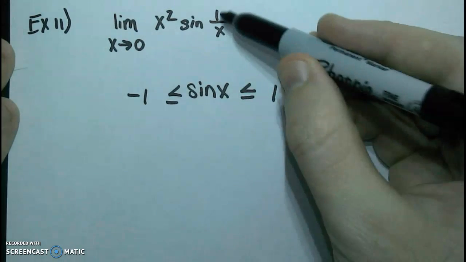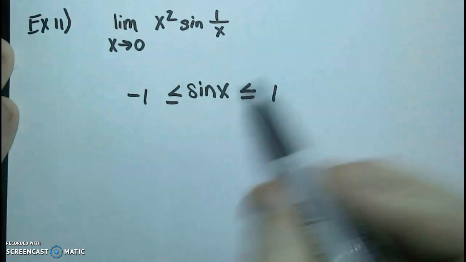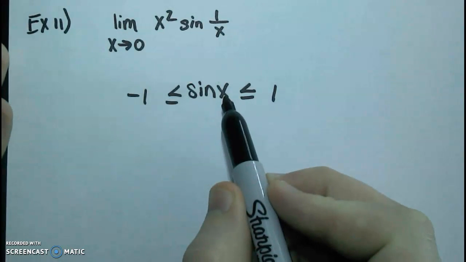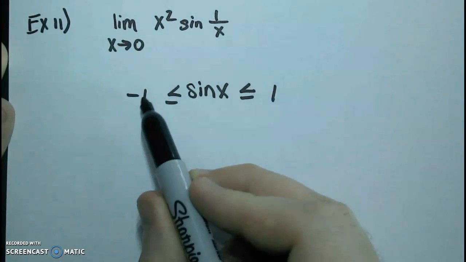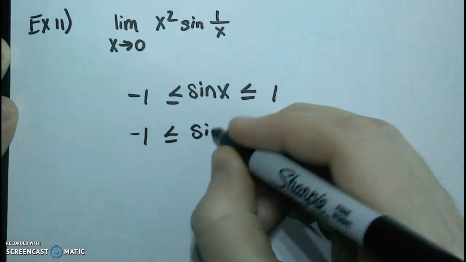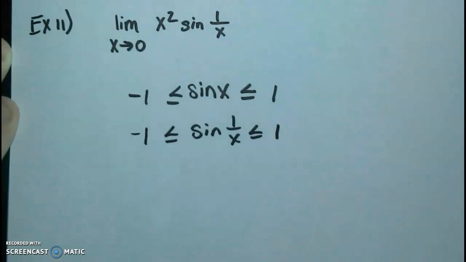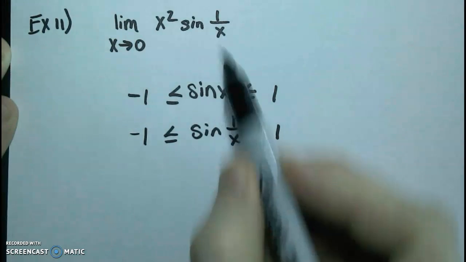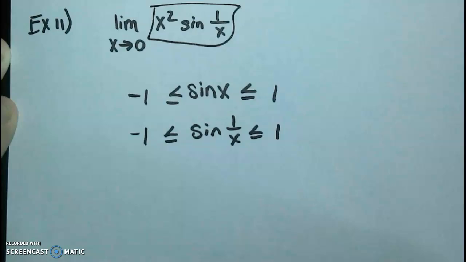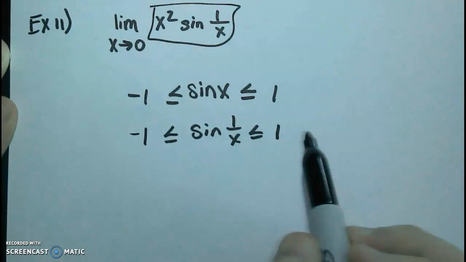Well, what if it's a 1 over x inside? It doesn't matter what sine has inside for its argument. It still has a range of -1 to 1. So we can change our sine to 1 over x. It still has a range of -1 to 1. So I'm trying to take what we know and transform it into what we don't know. Well, what about x squared? So let's just multiply everything by x squared.